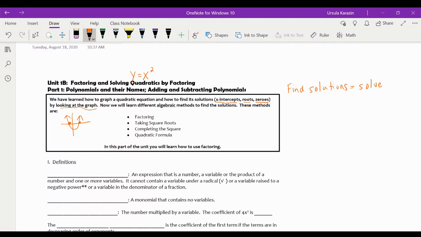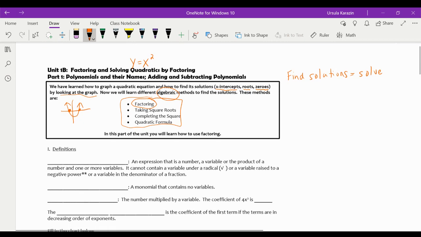But we can also find solutions other ways. We can find them algebraically. If you think about algebraic methods as being ways that just move around or manipulate variables and numbers, okay, so that's probably the best way to think of it. And there are different ways of algebraically finding solutions. There's factoring, taking square roots, completing the square, and the quadratic formula. The only one we're going to do in this unit 1B is factoring.